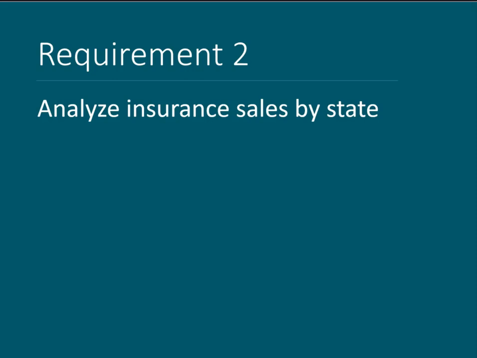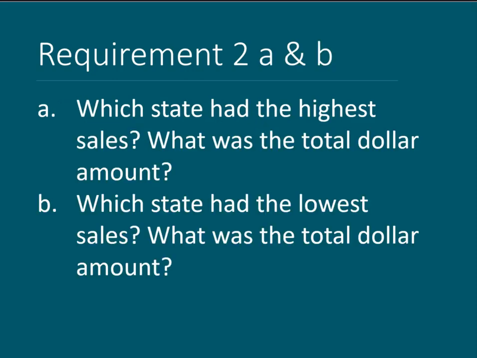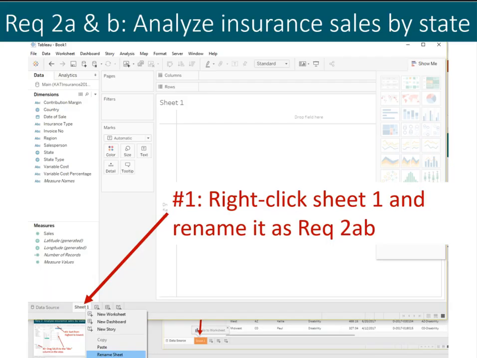For the second requirement, we need to analyze insurance sales by state. First, we will create a sheet that will show which states have the highest and lowest sales by total dollar amount. Begin by renaming Sheet 1 by right-clicking the sheet name and renaming this sheet as Requirement 2AB.